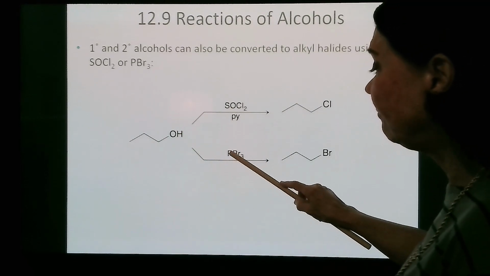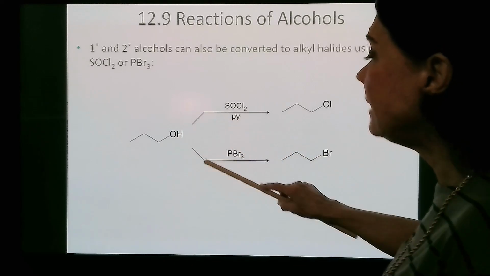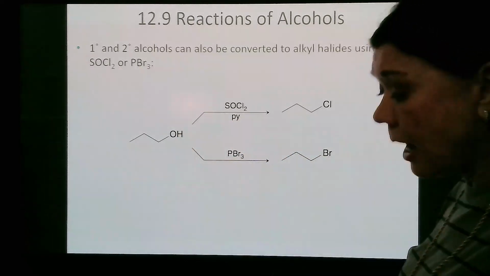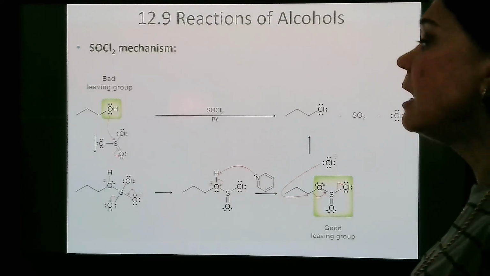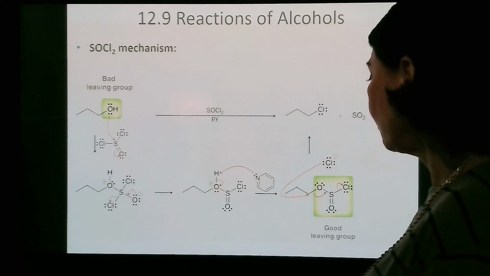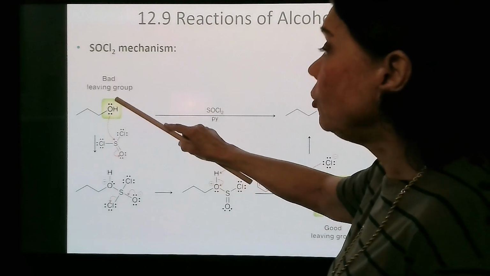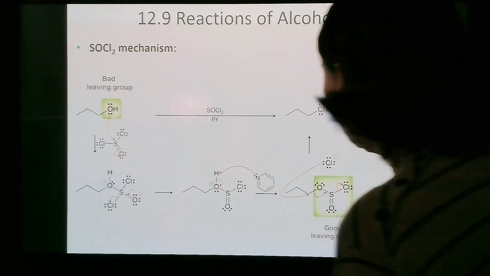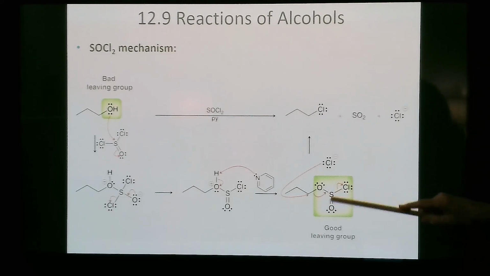So when oxygen attacks phosphorus, that creates a better leaving group. So in both cases, you're, once again, converting hydroxyl into a better leaving group. Here's the mechanisms, all spread out. There's several steps in it. So basically, you're converting the hydroxyl group into a better leaving group. That's the whole point of all this.